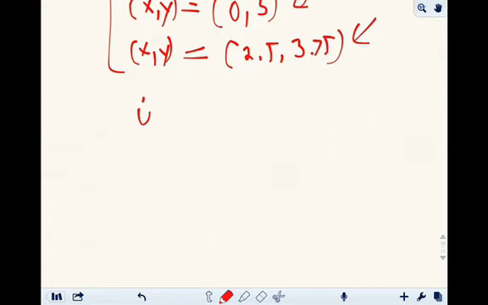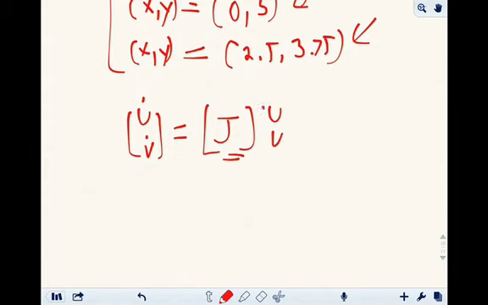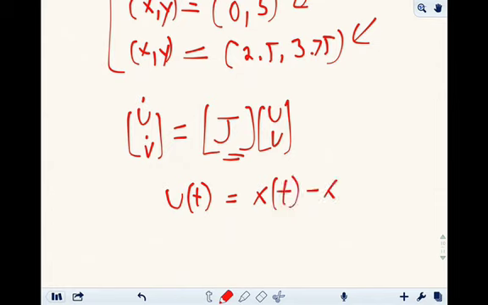Linearization again, we have u dot, v dot equals the Jacobian times u, v, where u of t is the perturbation of x around a particular critical point, and v of t is the perturbation of y around a critical point. So we take our nonlinear system, and just in the vicinity of the critical point we linearize it, and we see what the nature of the solution of that linear system is.